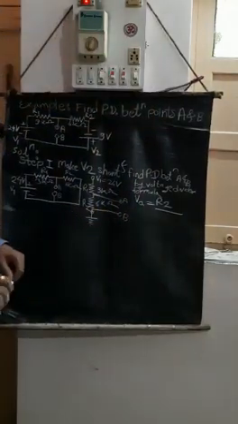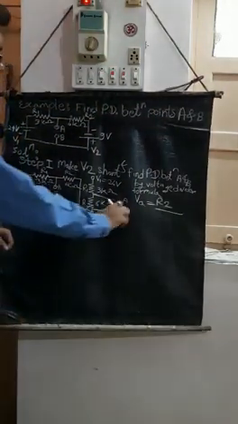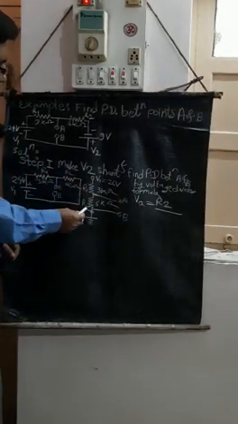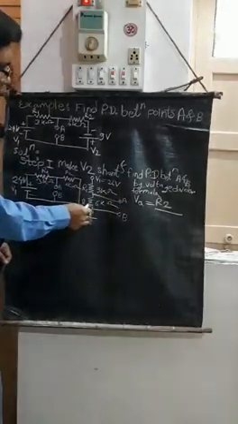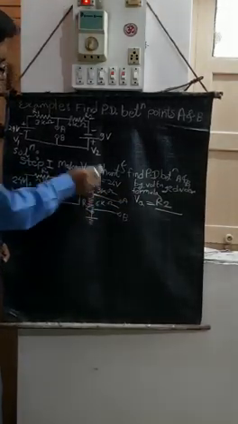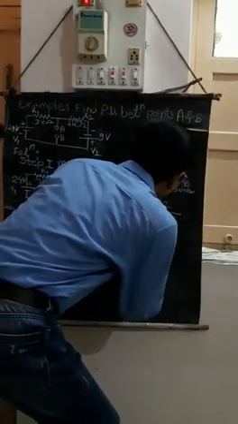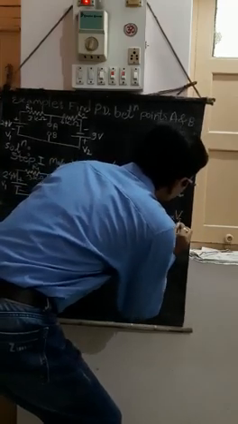वोल्टेज डिवाइडर फार्मूला से क्या आएगा? VAB इज इक्वल टू V1, VAB क्या आएगा? R2 डिवाइडेड बाय R1 प्लस R2 इंटू V1. R2 डिवाइडेड बाय R1 प्लस R2 into V1.